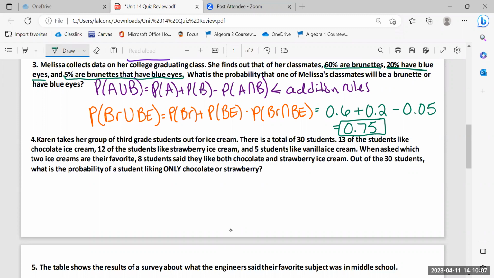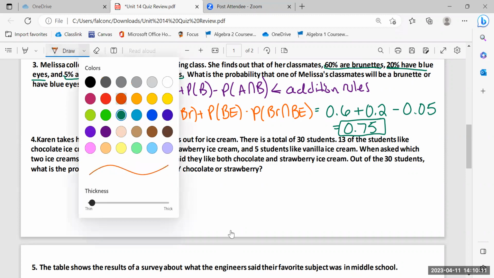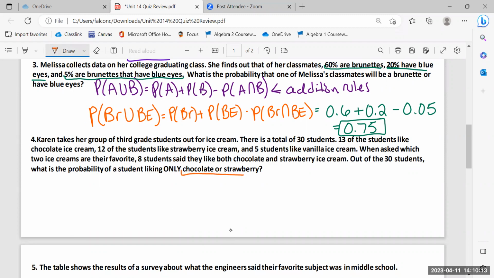So this is another or probability. So we're going to use the addition rule again. So we want chocolate or strawberry. So we want probability of chocolate or strawberry. So we do the probability of chocolate plus the probability of strawberry minus the probability that they like both at the same time, chocolate and strawberry.